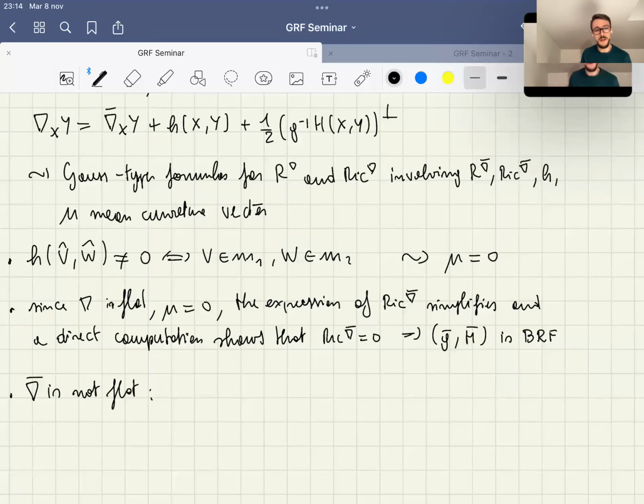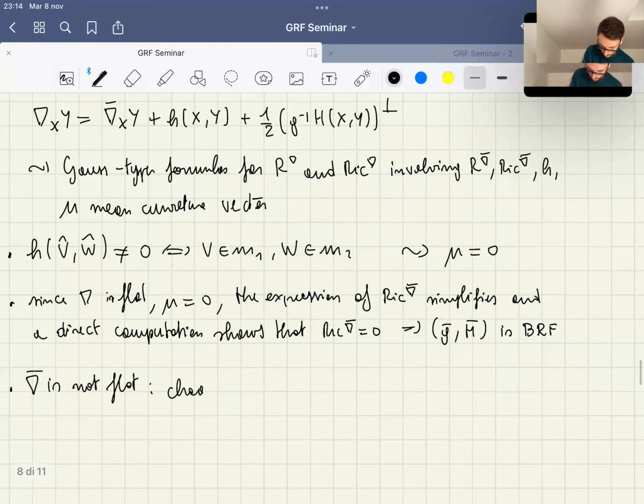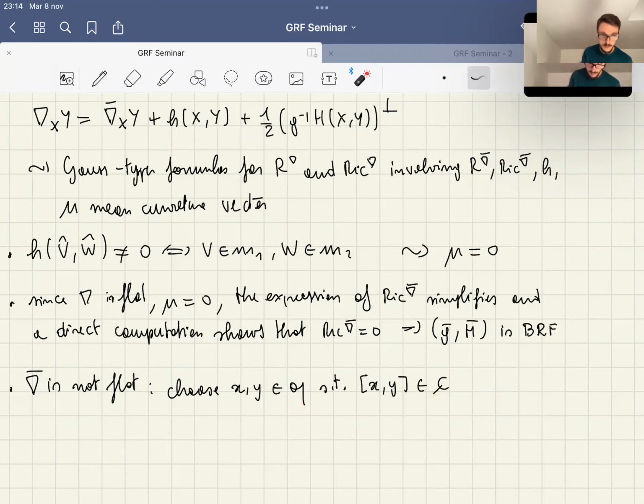And again, this follows from the setting we are considering. We can always choose X and Y belonging to the orthogonal complement of the algebra of the fixed point set of the involutive automorphism sigma, such that their bracket, which will belong to the orthogonal complement of Q, since (G, sigma) is a symmetric pair, is not 0.